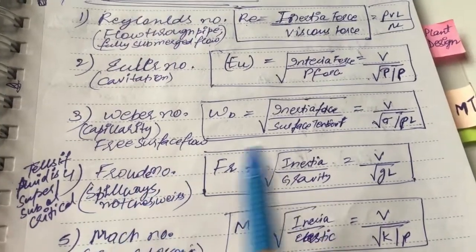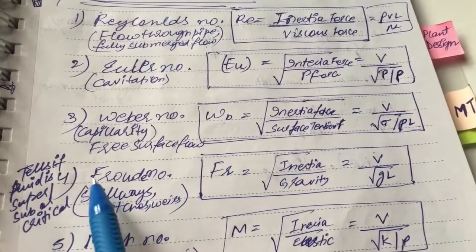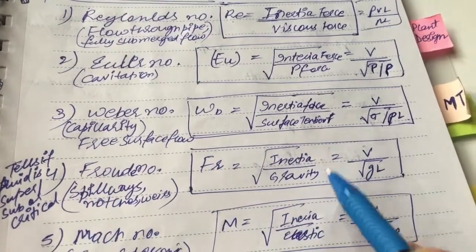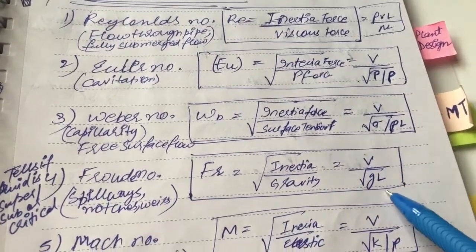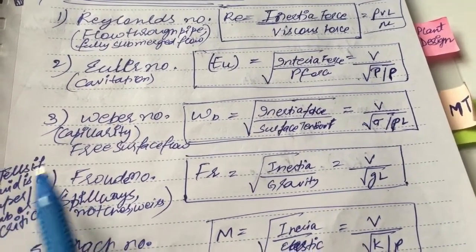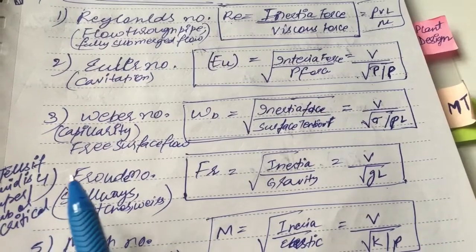Then we have Froude number, spelled F-R-O-U-D-E, which is under root of inertia by gravity, which is V by root of gL. It is for spillways, and it tells if the flow is supercritical or subcritical.